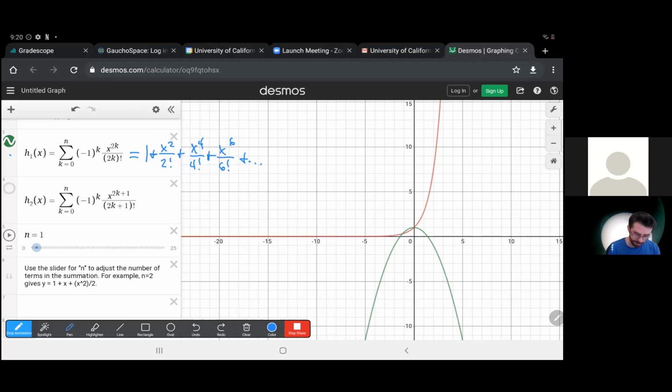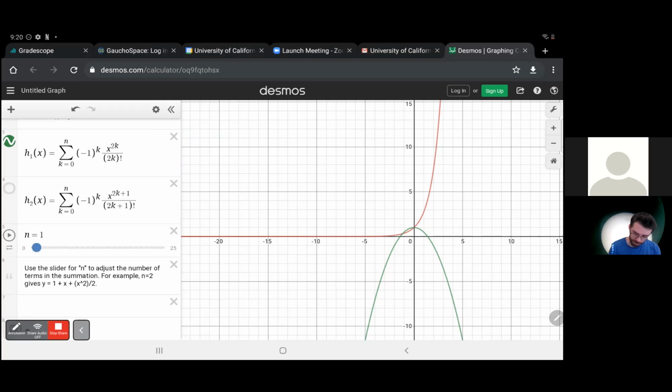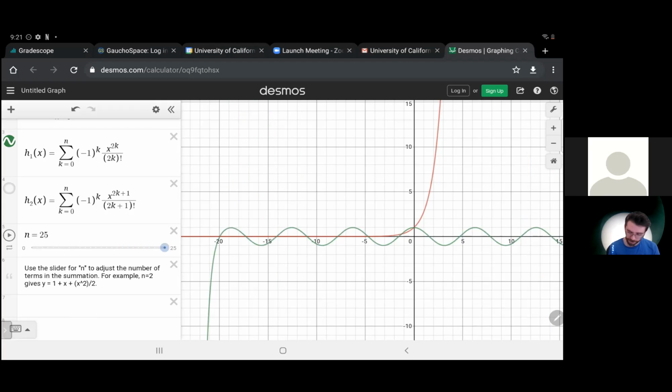So let's see what that does. N equals 2 gives me that. N equals 3 gives me that. 4, 5, 6, 7, 8, up to 25.